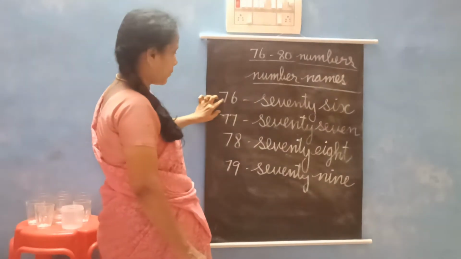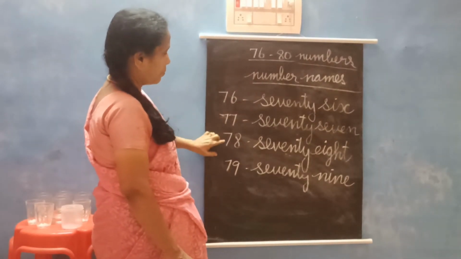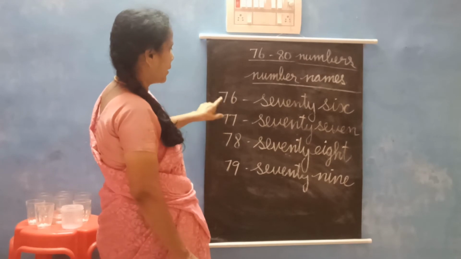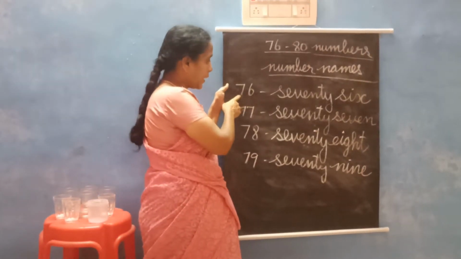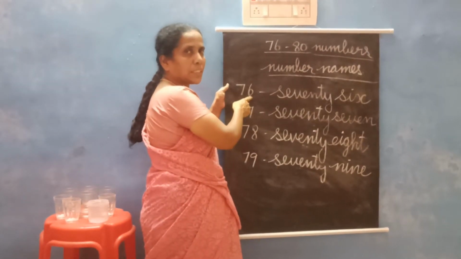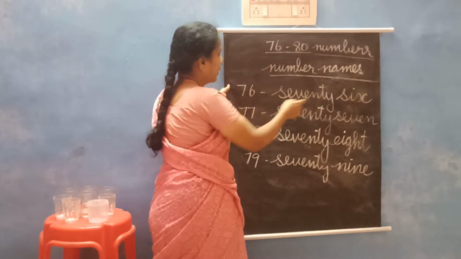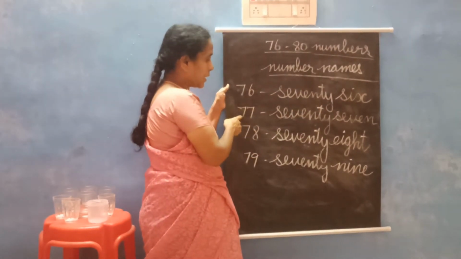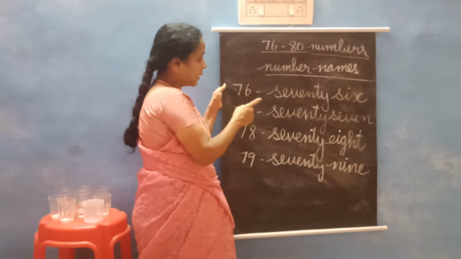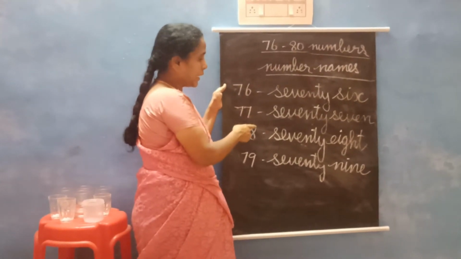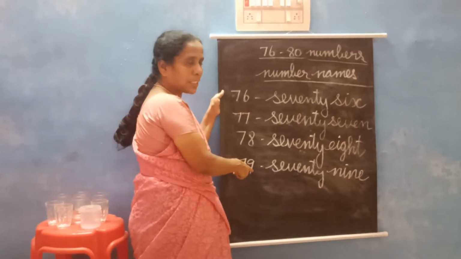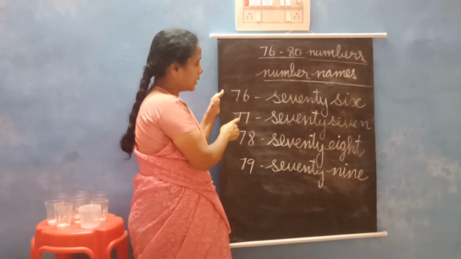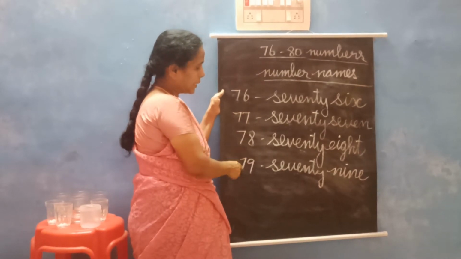Then 76, 77, 78, 79. In 76, 7 tens are there, 6 ones are there. In 77, 7 tens are there, 7 ones are there. In 78, 7 tens are there, 8 ones are there. In 79, 7 tens are there, 9 ones are there. Okay, 76, 77, 78, 79.